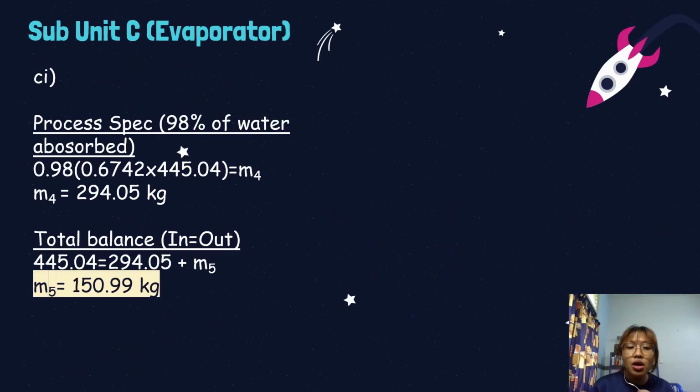Therefore, for subunit C, we can use the answers that we got from subunit B, which is our extractor, to find the total mass. First of all, you should use the process spec equation, which is 98% water removed, to find the M4, which is 294.05 kg. Later, we use the total balance equation, which is input equal to output, to find M5, which is 150.99 kg. So the highlighted answer is our final unknown, which is the total mass of stream 6.